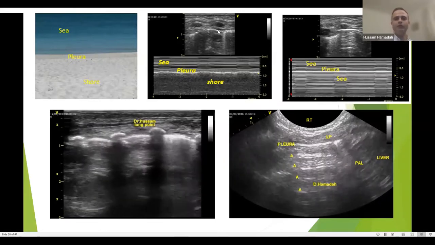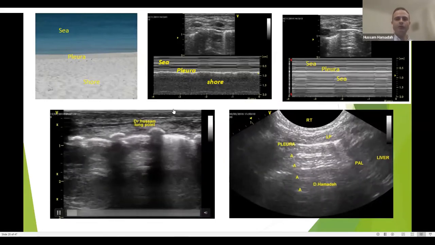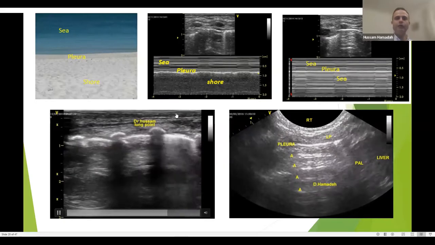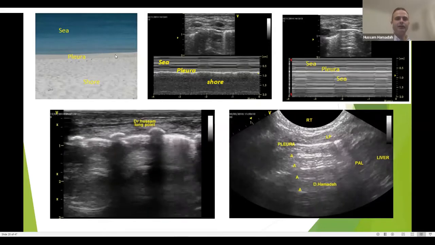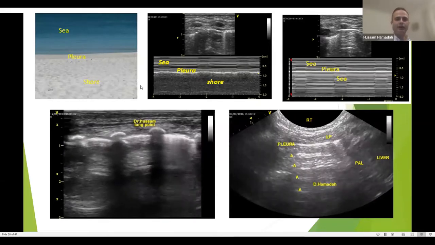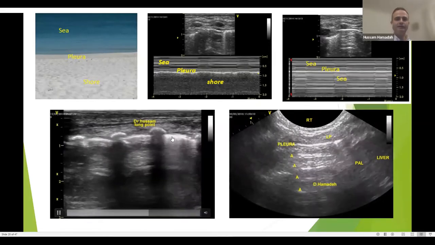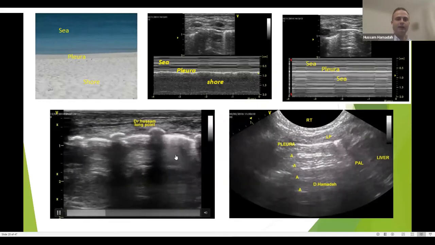Okay, you can put M mode. What you will do, you will put M mode on the normal lung. When you put M mode in the normal lung, you are coming from the sea here. Then you reach the beach here, the pleural line. So this is the sea level, and this is the pleura, and here is supposed to be the shore.